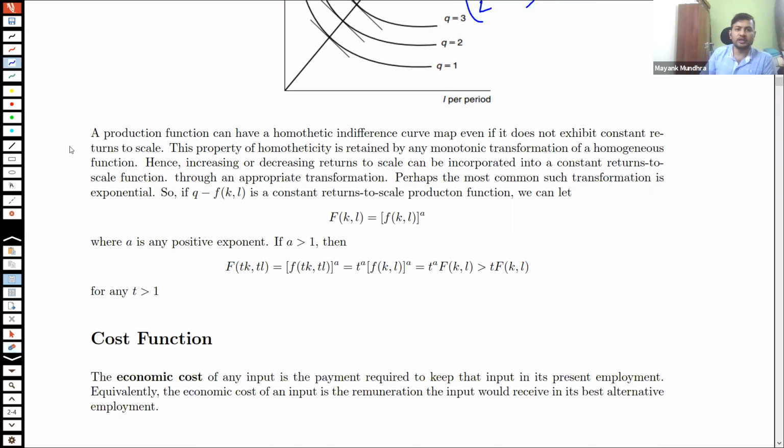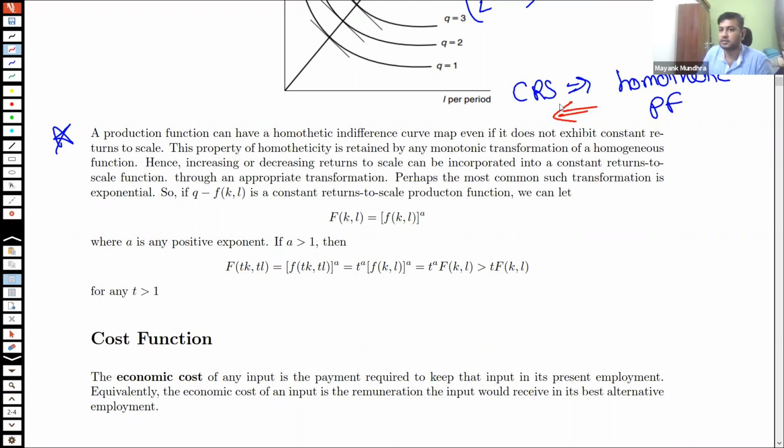Okay. This next property, I don't know if it could be important or not. It just says that a production function can have a homothetic indifference map even if it does not exhibit CRS. So CRS implies homotheticity, but the converse is not necessary. So CRS implies homothetic, but homothetic does not necessarily imply CRS.